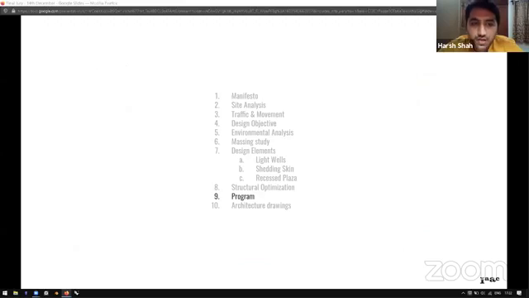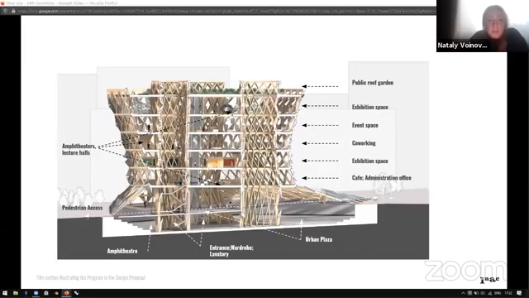Further, we'll look into how the program was developed in the building. Natalie can continue.